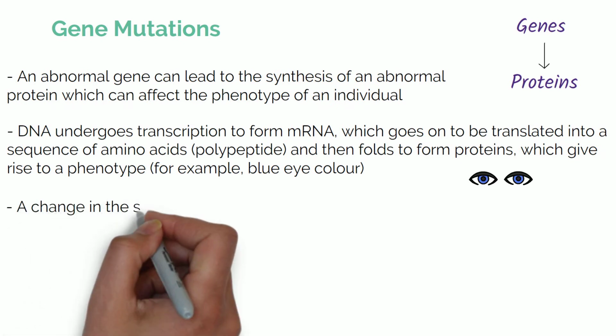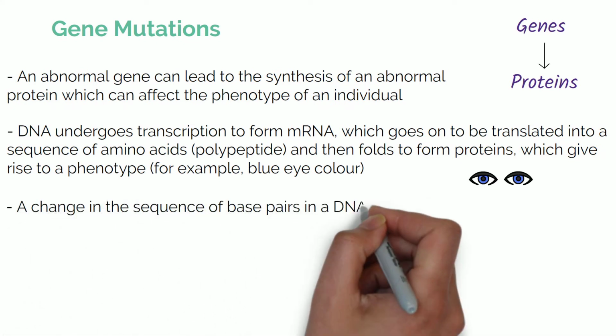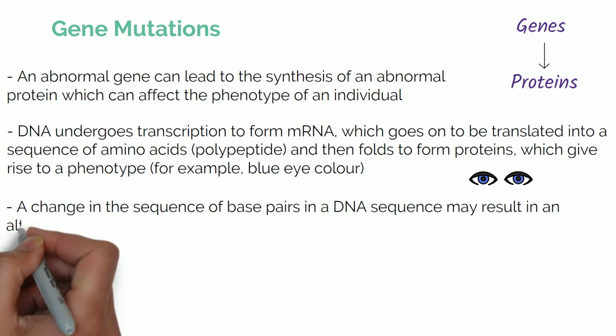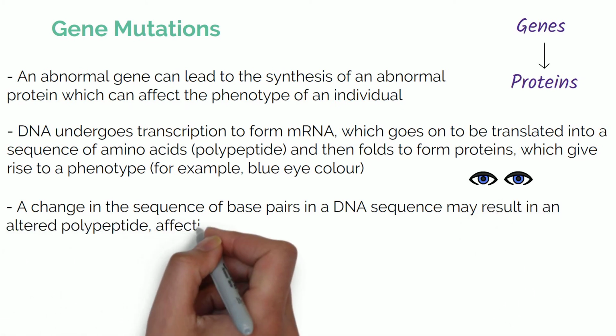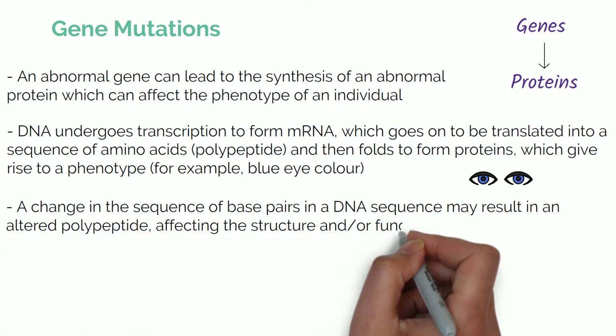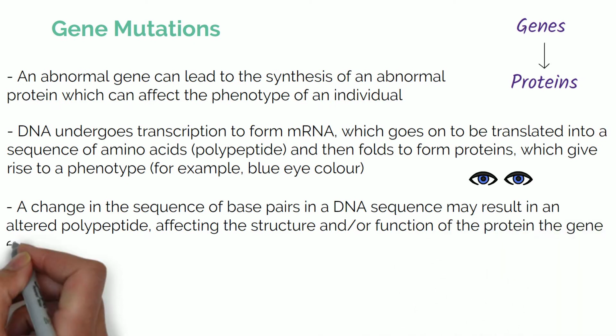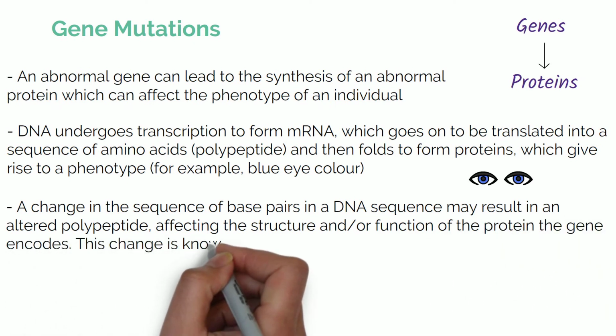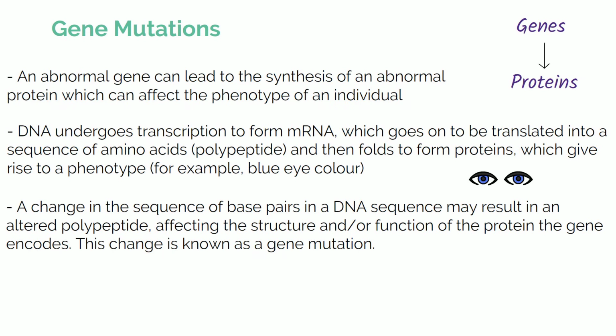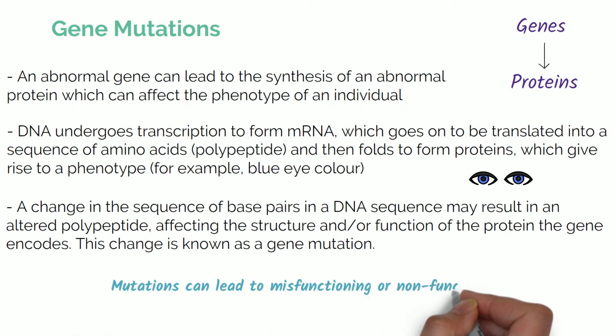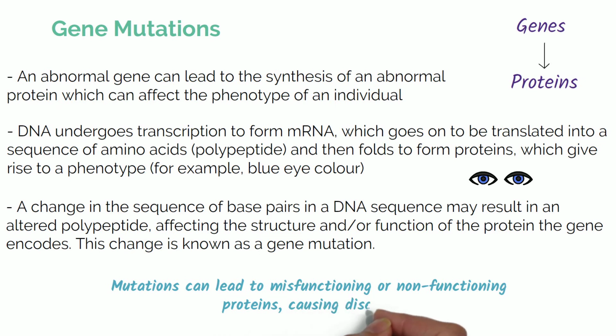A change in the sequence of base pairs in a DNA sequence may result in an altered polypeptide, affecting the structure and/or function of the protein the gene encodes. This is known as gene mutation. Mutations can lead to misfunctioning or non-functioning proteins, causing disease. There are three types of gene mutation.